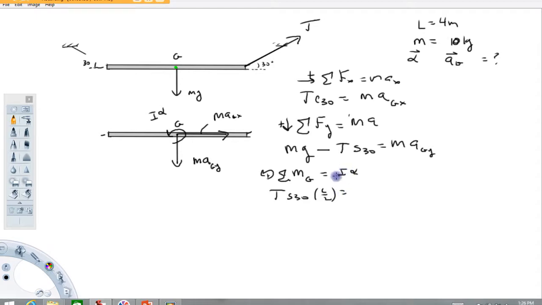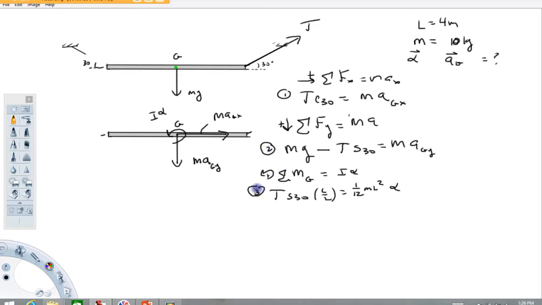Now I'm going to go ahead right now and just do this. The I, moment of inertia, treating this like a long slender bar about an axis that goes through the center, is 1/12 ml squared. So there is our Newton's second law for rotation applied about G. All right, so what we have now is a system of equations here. We've got equation 1, equation 2, equation 3.